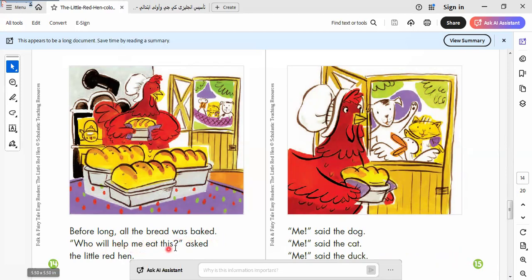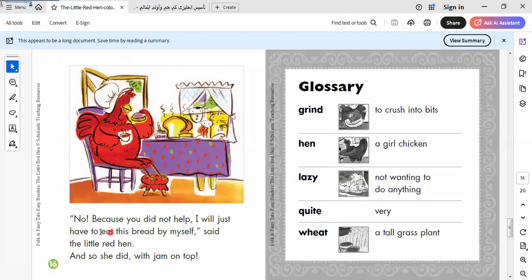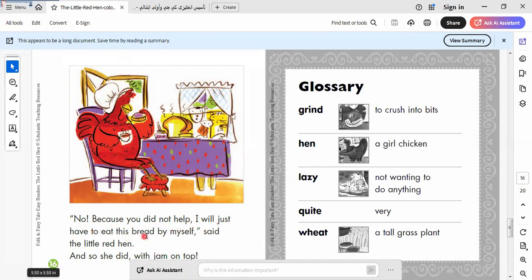Who will help me eat this? asked the little red hen. Me, said the dog. Me, said the cat. Me, said the duck. So when she asked who will eat with her, all of them said me. No, because you didn't help me. So at the end, she didn't give them anything. I will just have to eat this bread by myself, said the little hen.